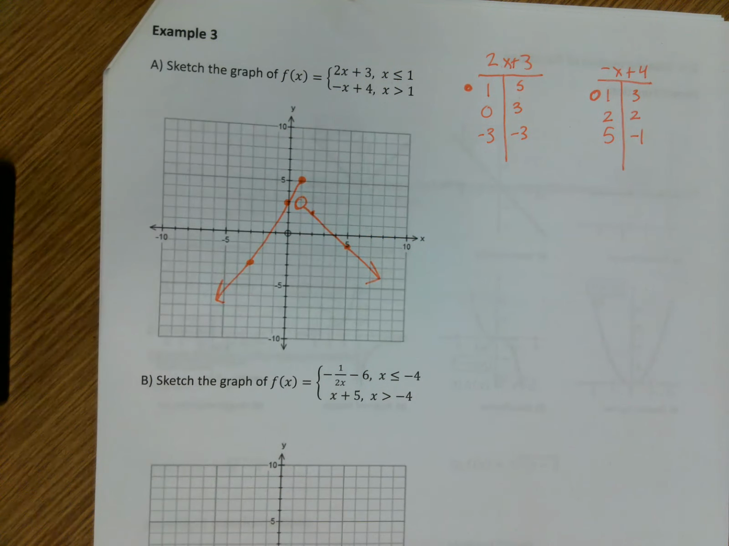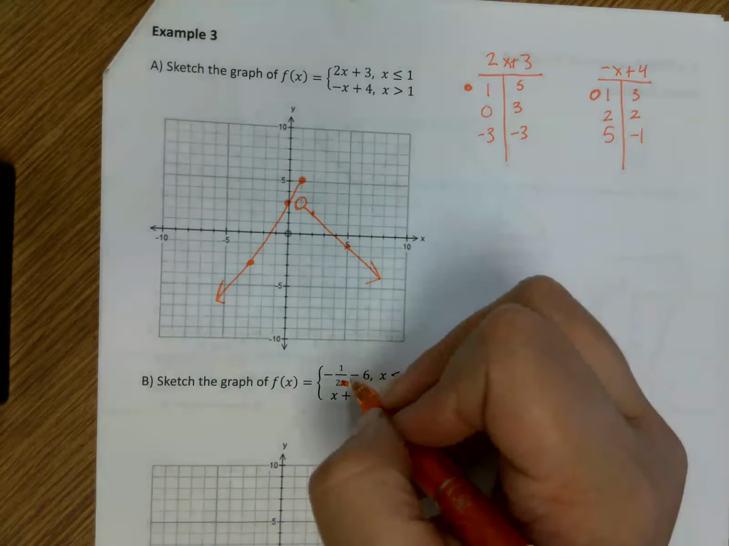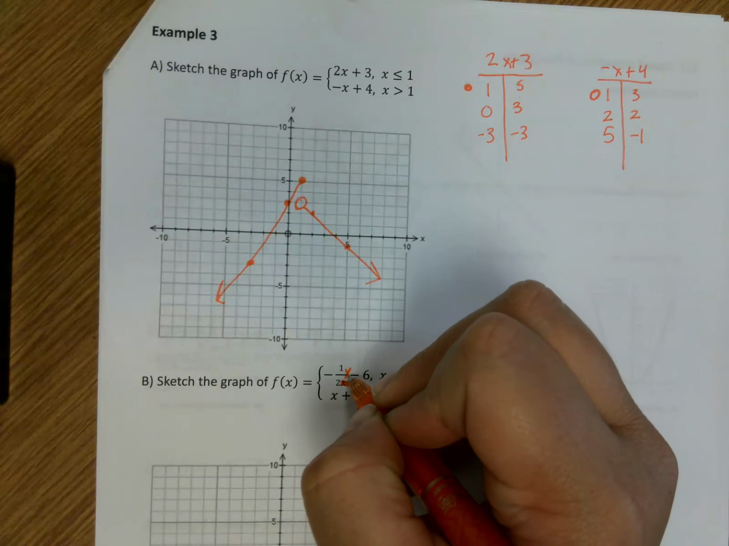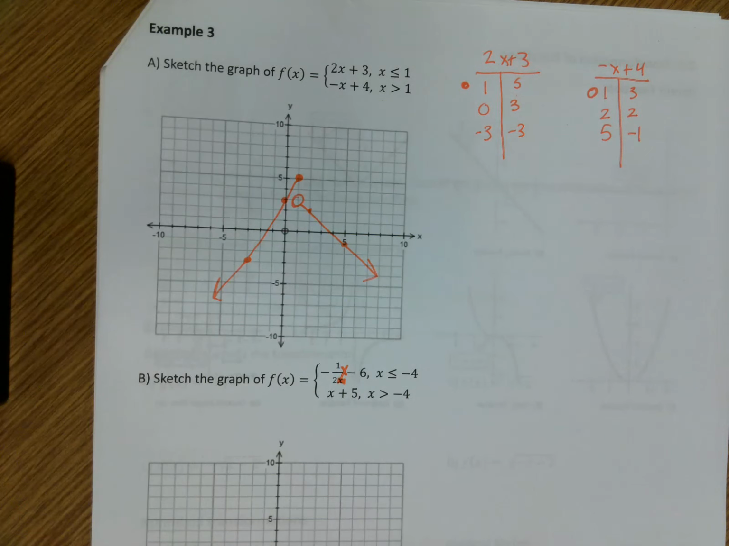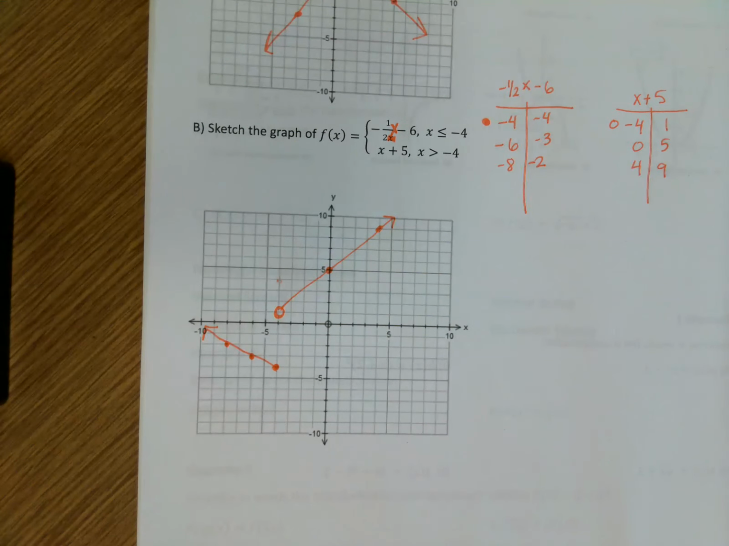I want you to pause the video and try to do B by yourself. I'm sorry, this x should be up here. This x should be right next to, both of these are linear functions. The x should be right next to that. So your graph should look something like this.